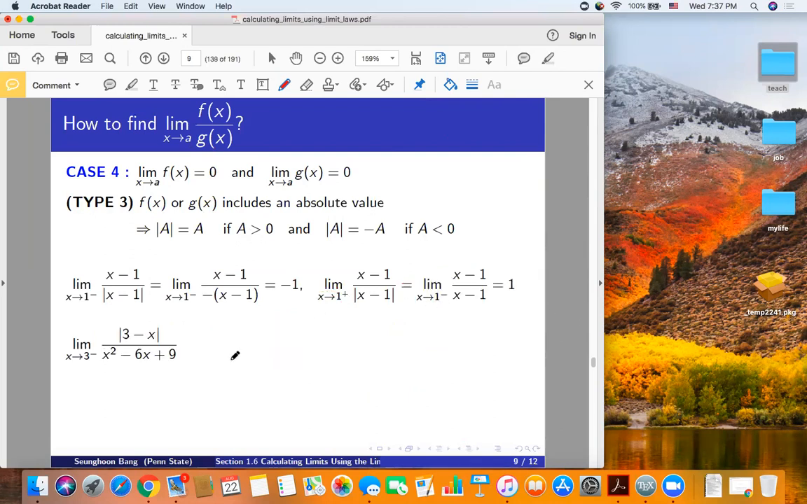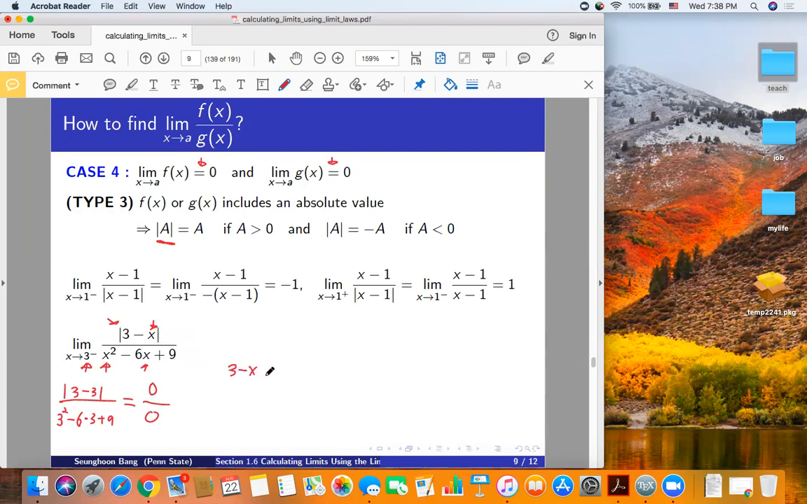This case is the same. You plug 3 into x, so what happens? The absolute value of 3 minus 3 over 3 squared minus 6 times 3 plus 9. The 3 minus 3 is 0. On the bottom, 9 minus 18 plus 9 is 0. Exactly 0 over 0 form. The top one has an absolute value sign. You have to eliminate it. So same things.